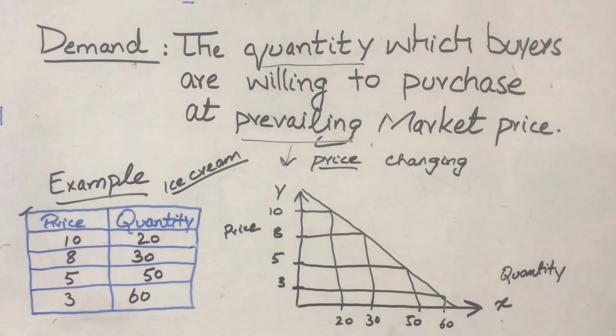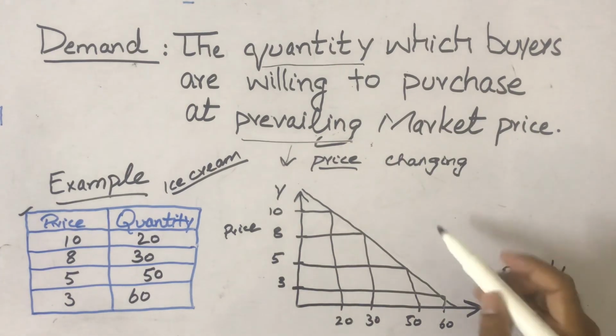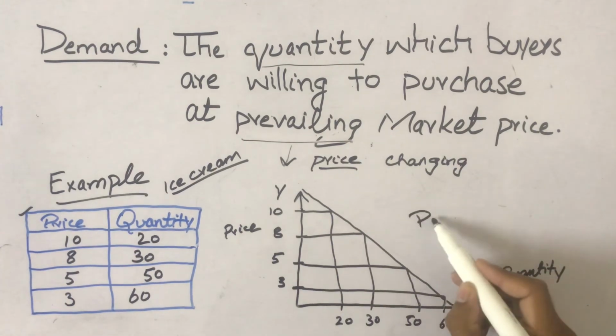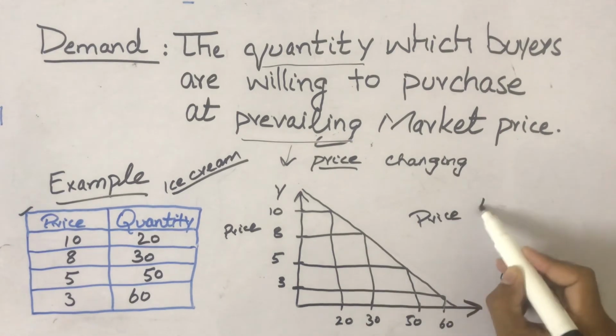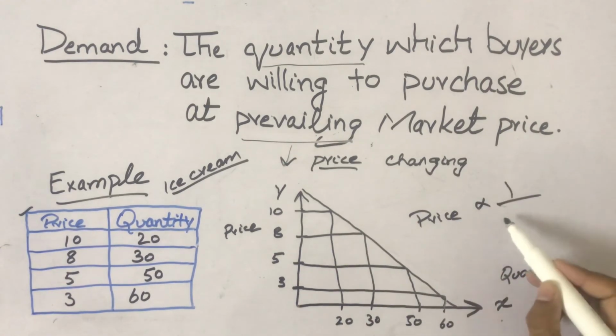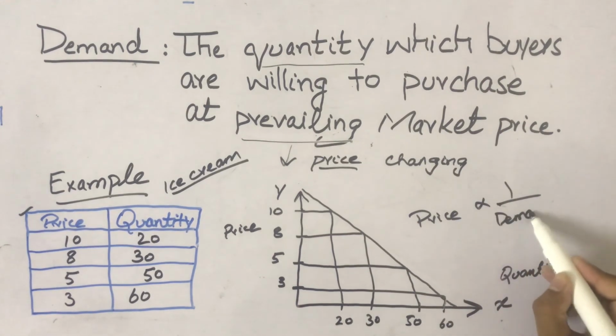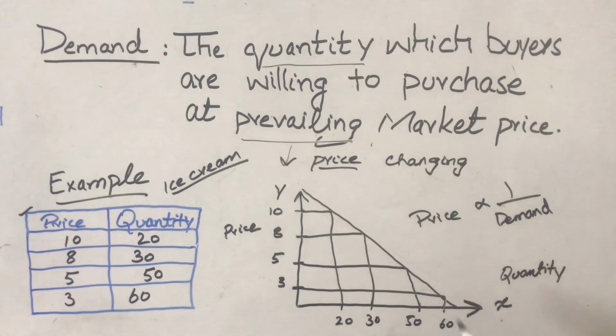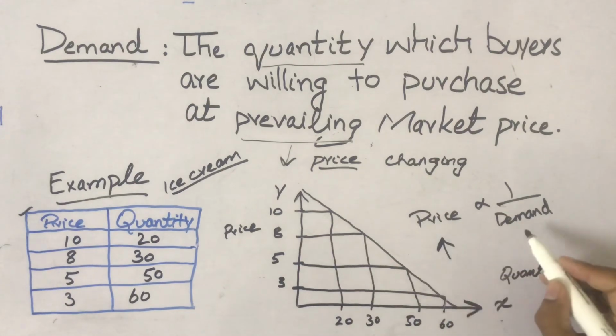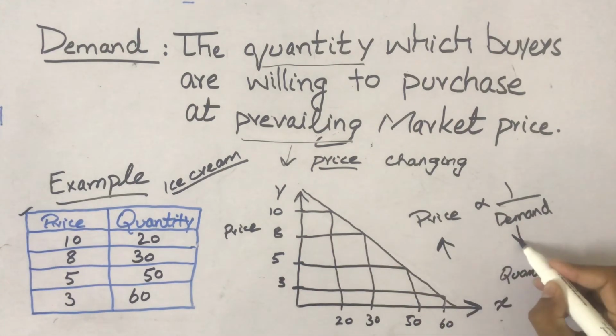This basically shows the inverse relationship between price and demand. Price is inversely proportional to demand. As the price increases, the increase in price results in the decrease of the demand of that product.